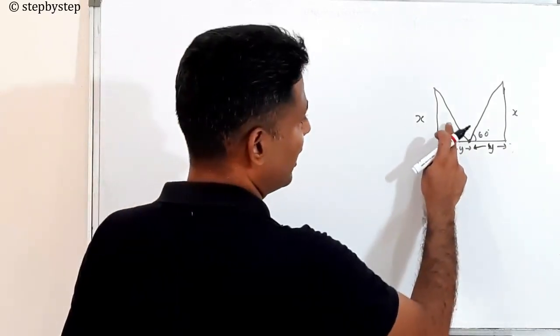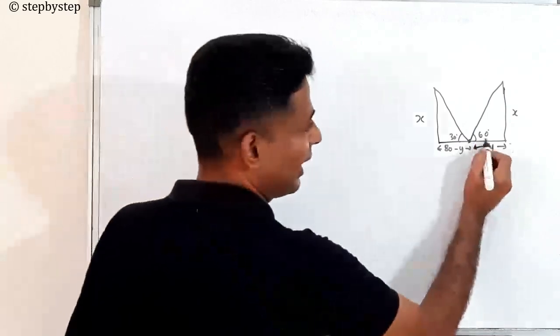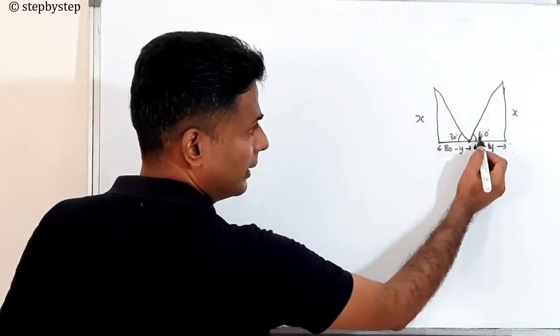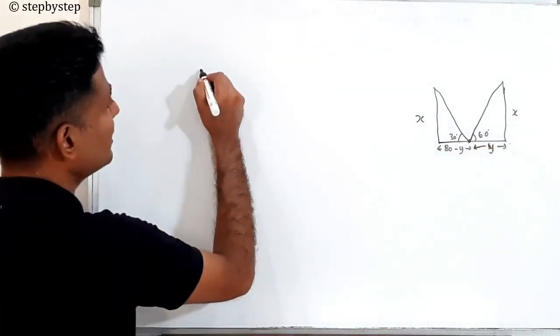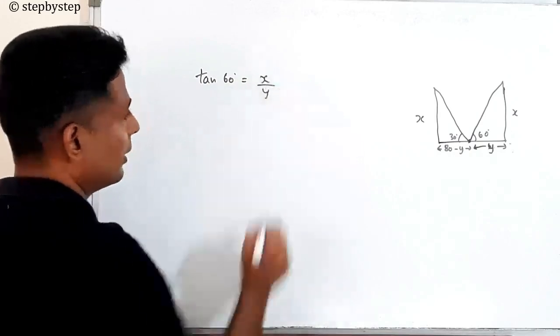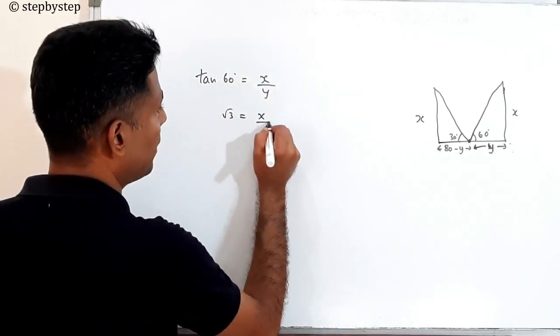Now we have our two triangles. Now I'll use this triangle first. Why? Because I have it in terms of x and y. So this is the angle, opposite and adjacent sides. So tan 60 degree will be equal to x by y, right? So tan 60 is root 3 equal to x by y.